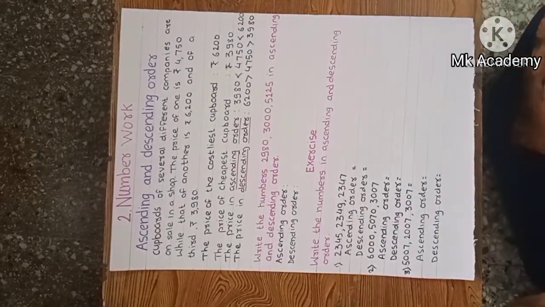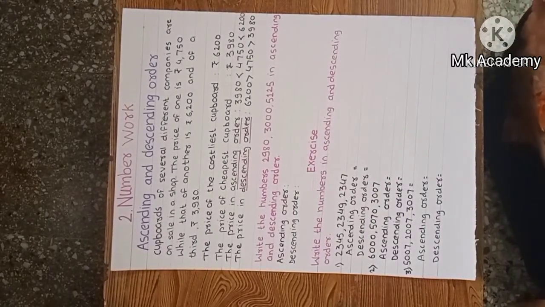Hello student, today we are going to learn ascending and descending order. This is part of chapter number 2, number work, 4th standard mathematics. Ascending and descending order we learned in 3rd standard. In this standard we learn ascending and descending order of 4-digit numbers. First we see an example.